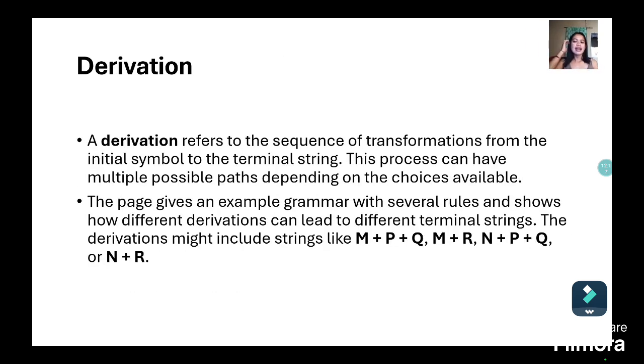So derivation here. A derivation refers to the sequence of transformations from the initial symbol to the terminal string. From initial to non-terminal to terminal string, the process is called derivation. And the result of derivation is what we call the terminal string. This process can have multiple possible paths depending on the choices available. The page gives an example grammar with several rules and shows how different derivations can lead to different terminal strings. The derivation might include strings like M plus P plus Q, M plus R, N plus Q, P plus Q, or N plus R.